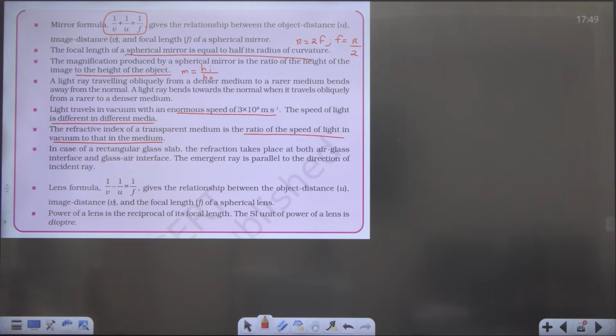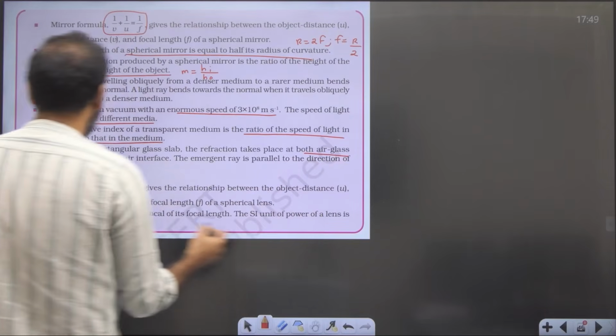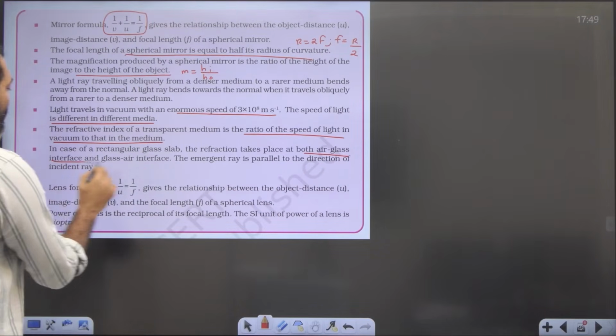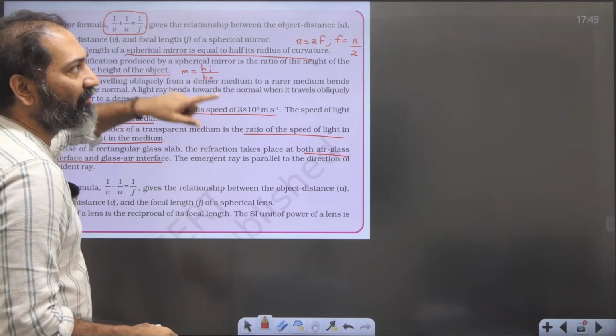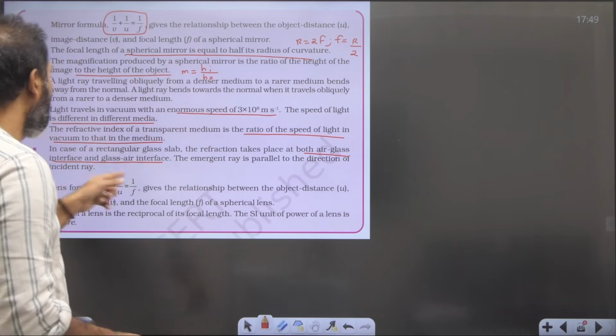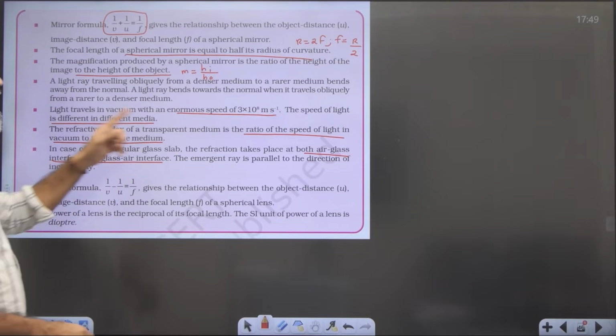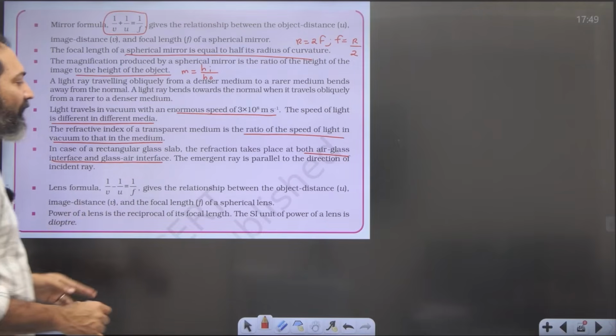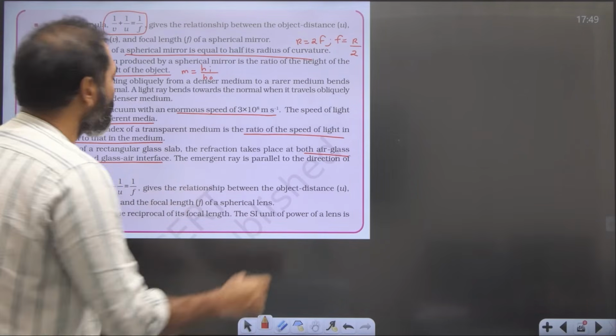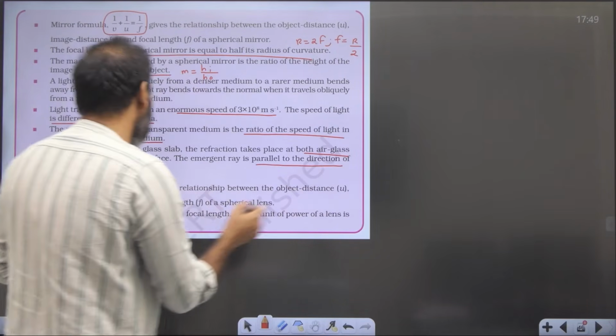In case of a rectangular glass slab, refraction takes place at both the air-glass interface and the glass-air interface. Air-glass interface means what? Light is traveling from rarer to denser. Glass-air interface means what? Light travels from denser to rarer. In both cases, there will be refraction. The emergent ray is parallel to the direction of the incident ray, that we have seen.